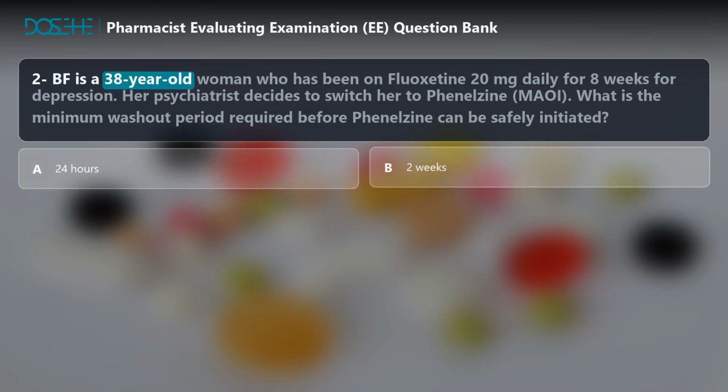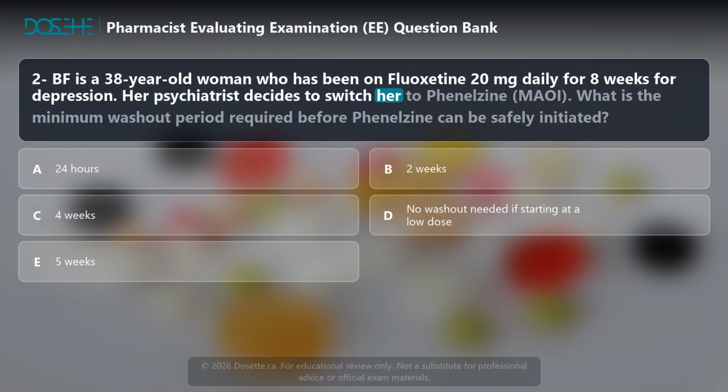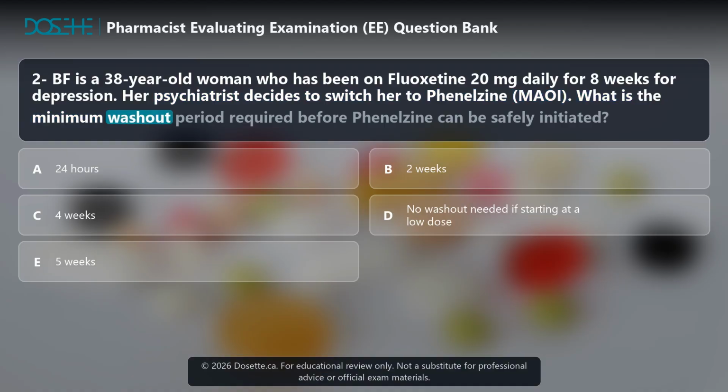BF is a 38-year-old woman who has been on fluoxetine 20 milligrams daily for 8 weeks for depression. Her psychiatrist decides to switch her to phenelzine, an MAOI. What is the minimum washout period required before phenelzine can be safely initiated?